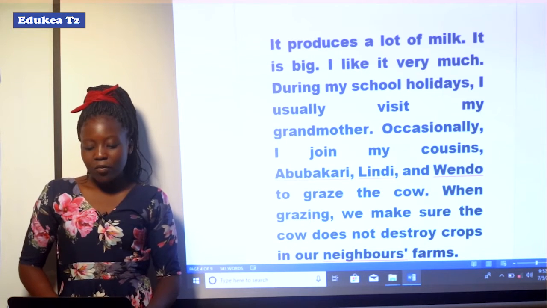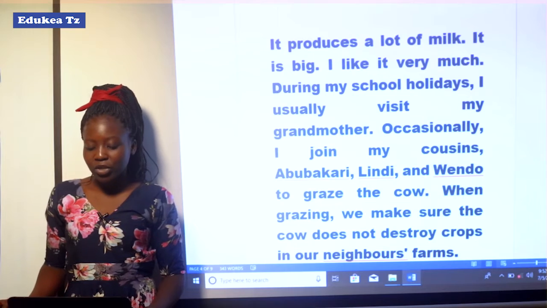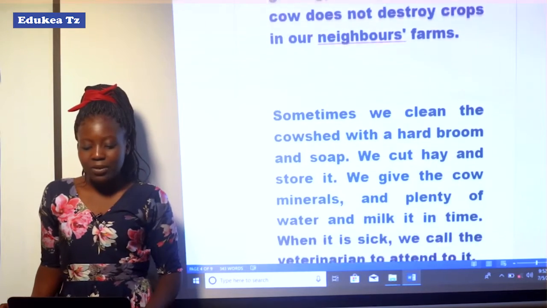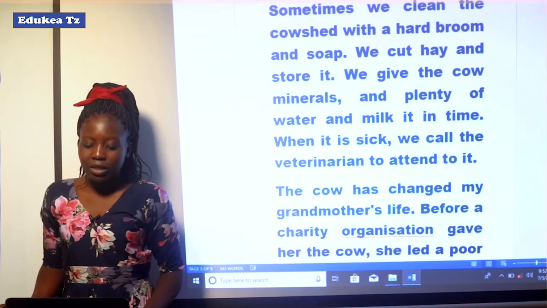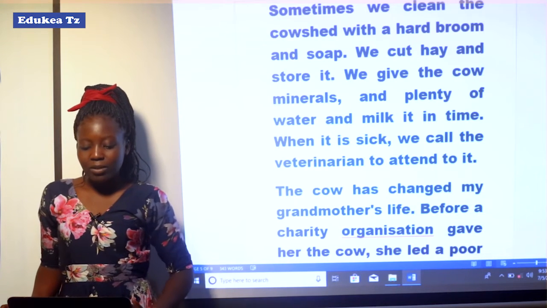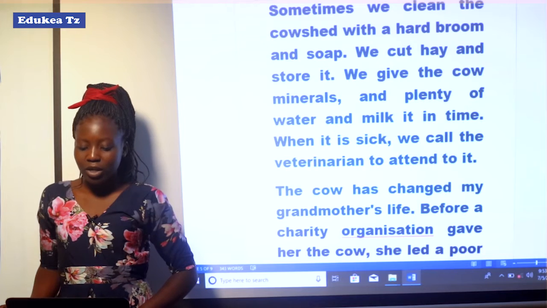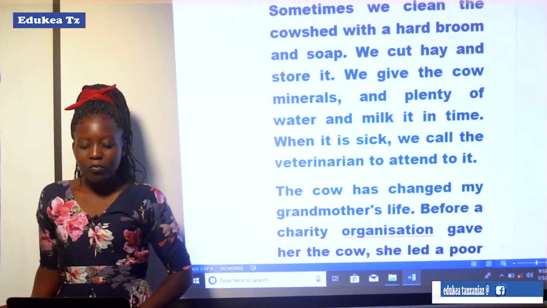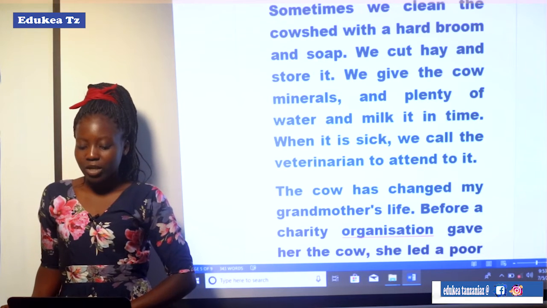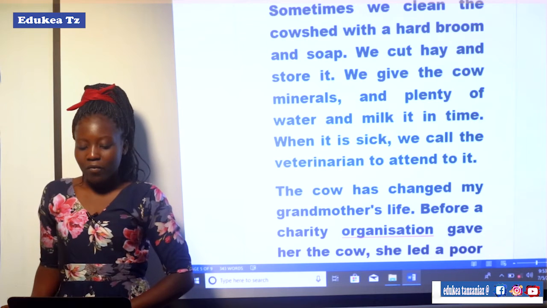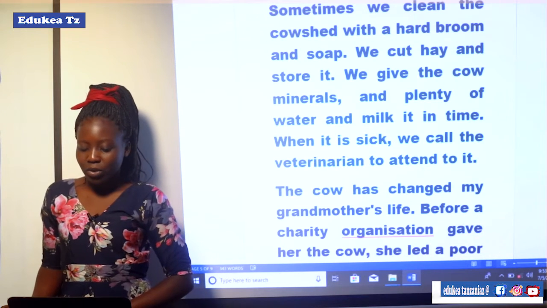When grazing, we make sure the cow does not destroy crops in our neighbor's farm. Sometimes we clean the cow shed with the head broom and soap. We cut hay and store it. We give the cow minerals and plenty of water and milk is in it. When it is sick, we call the veterinarian to attend to it.